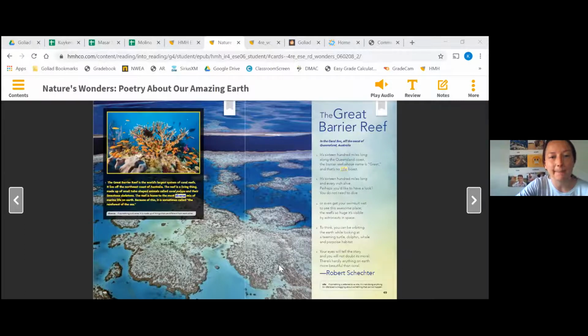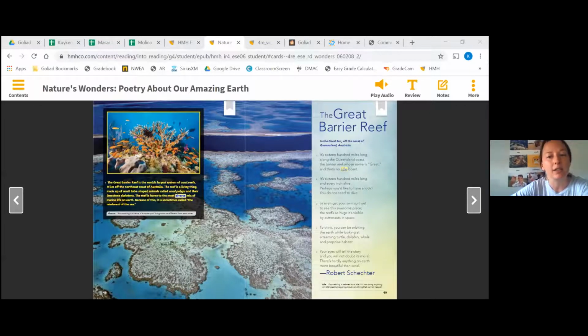Layla, what do you think? I don't know. Well, what is it talking about? It's talking about the Great Barrier Reef. Okay, it's talking about the Great Barrier Reef. What about it? What it's doing. Think about your author's purpose. Think about the text structure and what's going on with this poem.